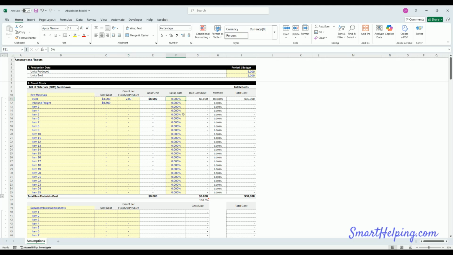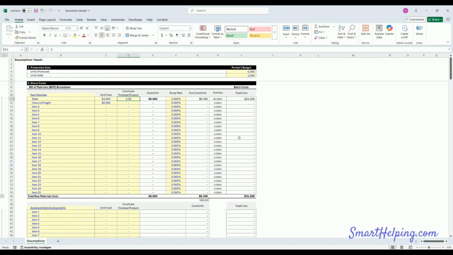Now, scrap rate is going to say, if this unit count here is 2 and it is not accounting for, let's say you have to cut the steel, and you're buying, for example, a 2 foot by 2 foot square, but you're not going to use the full square. You're going to use a little bit less. Well, you have to account for that here, so you could put a scrap rate of, let's say, 5%. And so in reality, to make 1 unit, it's going to cost you a little bit more.